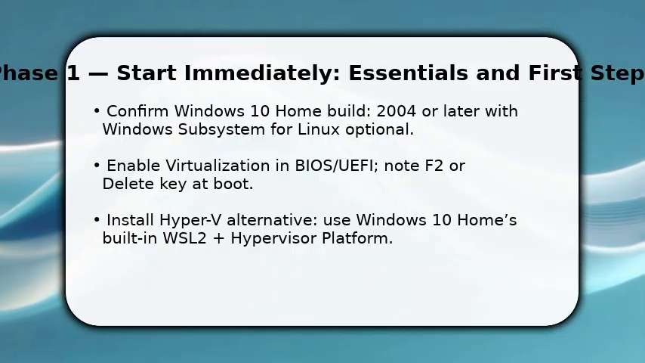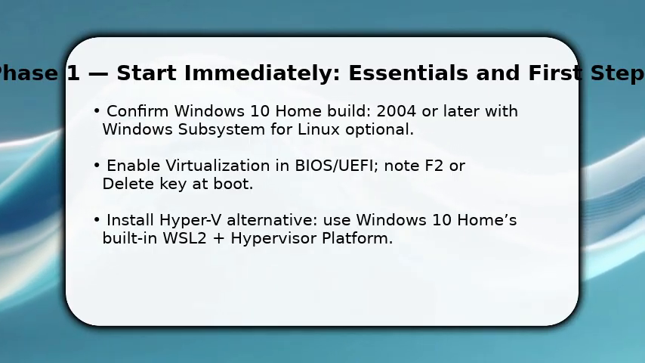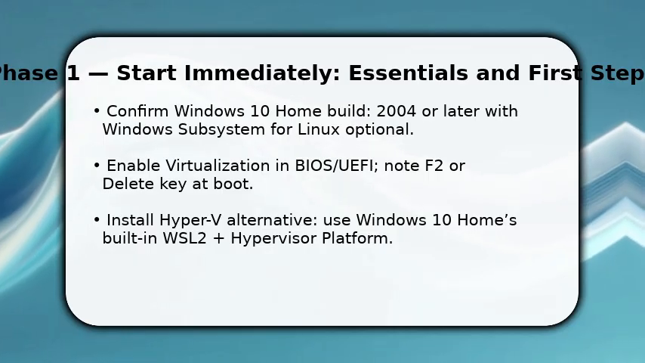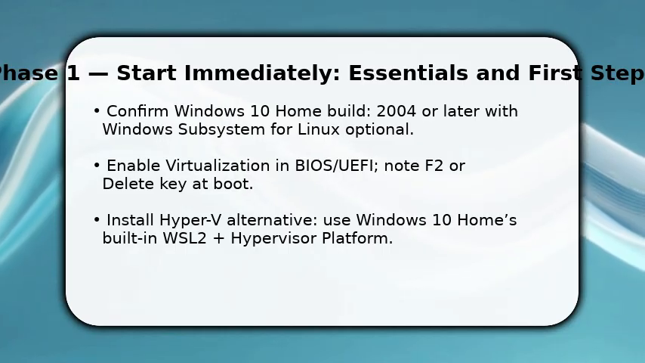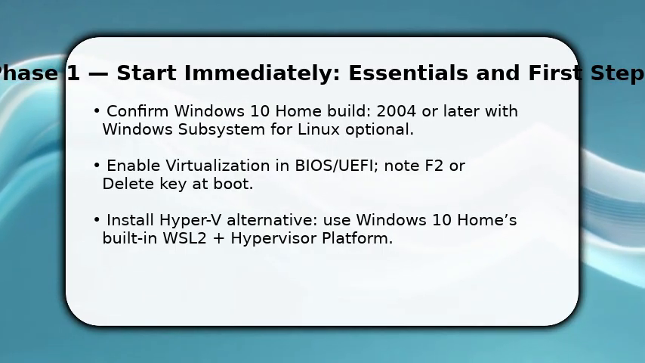You start by checking prerequisites, so open Settings and confirm your Windows 10 Home build is 2004 or newer. If not, update first. Next, reboot to BIOS or UEFI and enable CPU virtualization. Look for Intel VT-x or AMD-V, then save and restart.